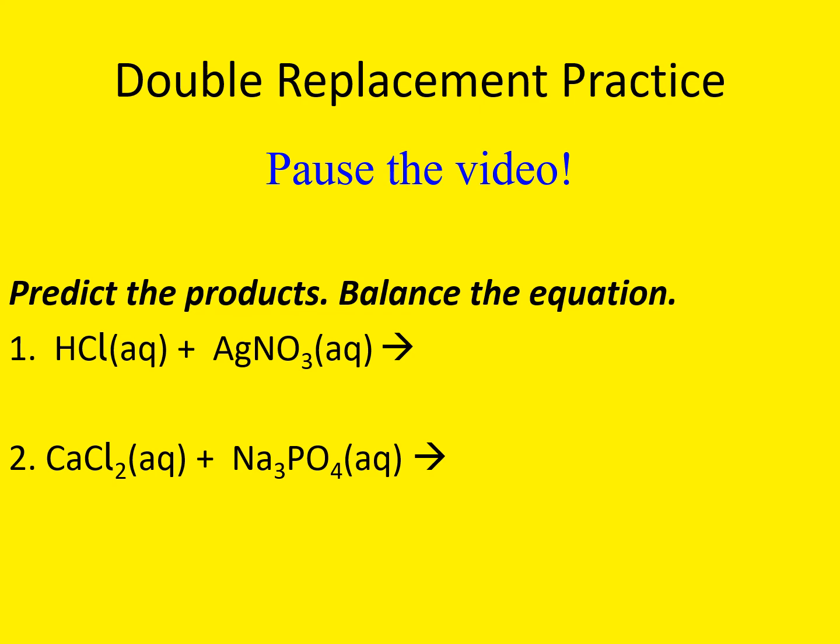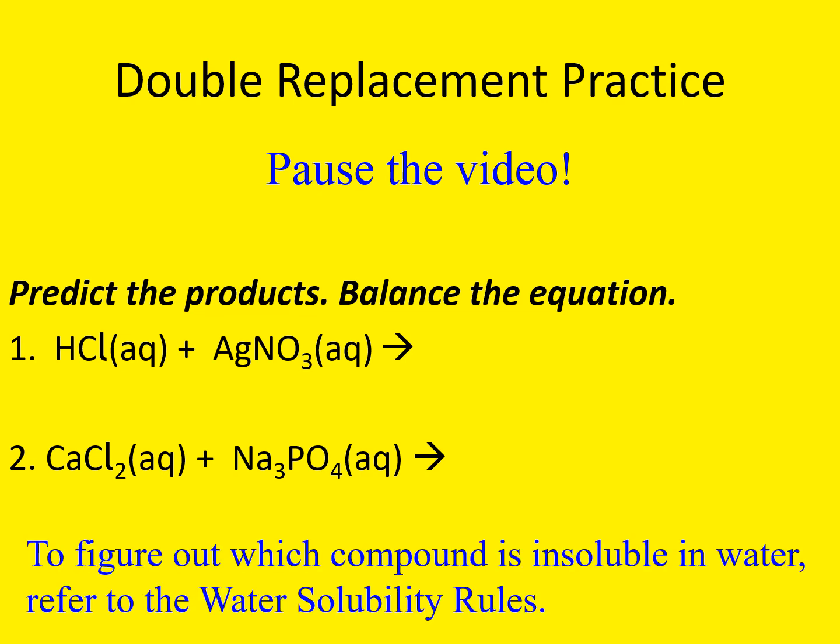So it's time for a little practice. Here are 2 sets of reactants. I want you to predict the products, write their neutral formulas. Check the water solubility rules and see if one of the products that you predicted is insoluble. If so, write an S after it, then go back and balance these equations. Please pause the video and actually try these on your own. When you restart the video, I'll go over the answers.